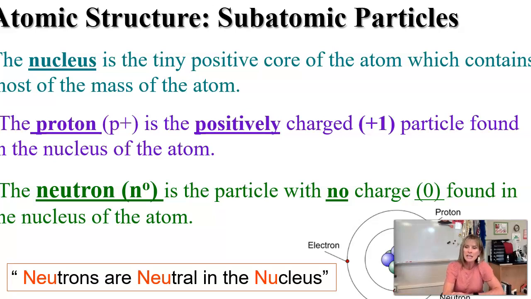The nucleus is a tiny positive core in the atom, and it contains most of the mass of the atom. Protons are positive, so the proton is the positively charged particle found in the nucleus of the atom. Neutrons are neutral. Protons positive. Proton and positive both start with P. Neutrons are neutral. They both sound alike. Neutrons are neutral, and it's the particle with no charge found in the center of the atom.